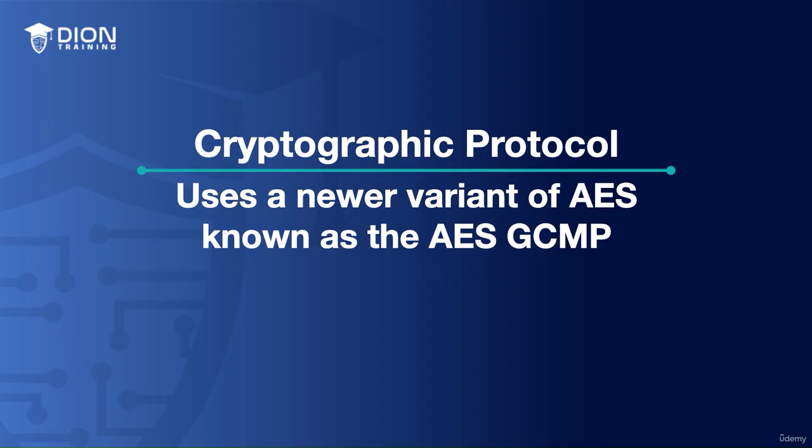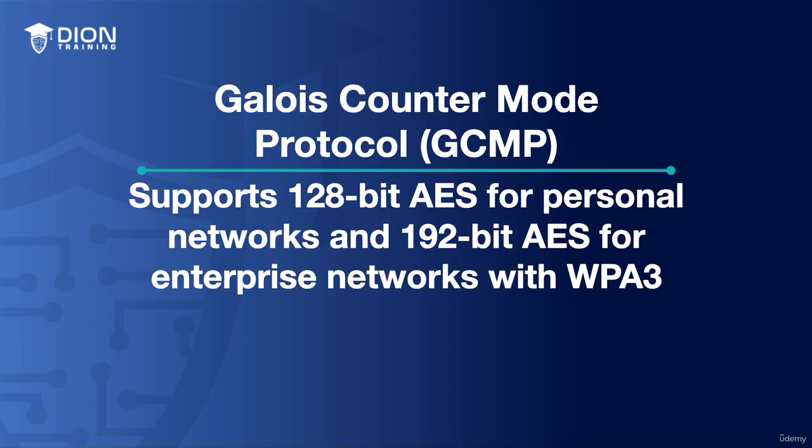The third feature we need to cover in WPA3 is the use of updated cryptographic protocols. In WPA3, the older AES-CCMP used in WPA2 is replaced with a newer variant of AES known as AES-GCMP, or Galois Counter Mode Protocol. This protocol not only supports the 128-bit AES algorithm for your personal networks, but also supports a 192-bit AES for use in enterprise or personal networks with the WPA3 protocol.